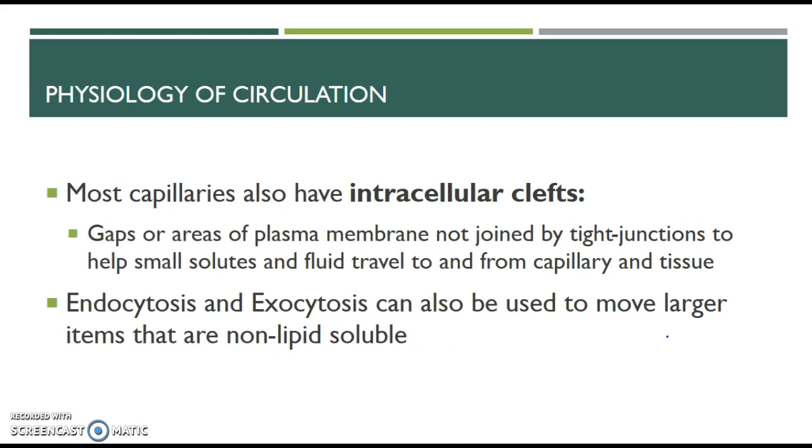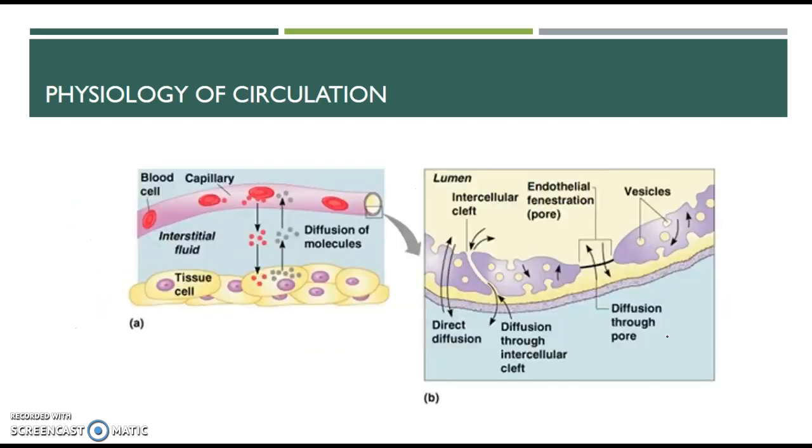And most capillaries also have intercellular clefts. And intercellular clefts allow a little bit larger items to be able to go through the capillaries. So like some waste products or maybe some small ions. And then if it's a large item that can't go through a membrane, we have to use endo and exocytosis, which is a type of transport where we create a vesicle out of membranes and move it to and from the tissues and the capillaries.